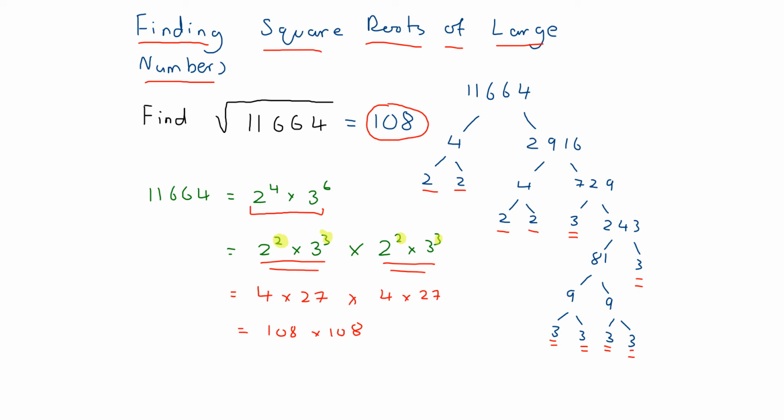Just note, for this square root formula to actually work, I needed to have this 4 and this 6. They had to be even numbers because I needed to break the 4 up into 2 here and 2 here, and the 6 had to break up into 2 3s because when I times them back together they combine to be the 4 and the 6.